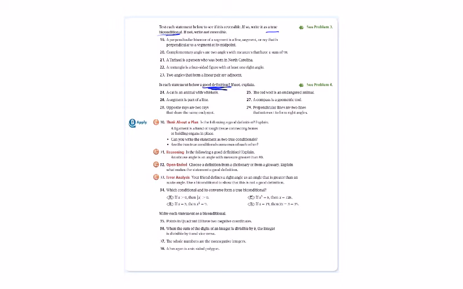So for example, number 26, I can say if a figure is a segment, then it's part of a line. That's true. And I can say if a figure is part of a line, then it's a segment. That's true. So that's a true biconditional, and it's a good definition, right?